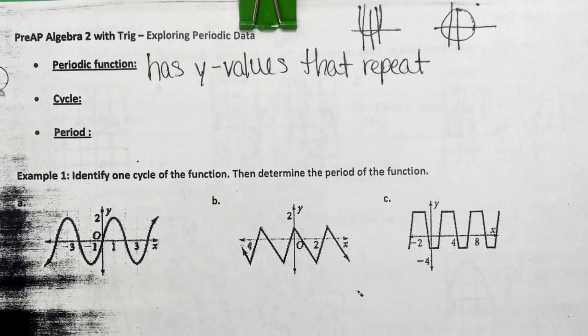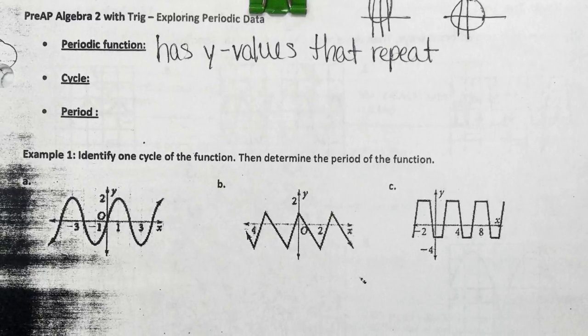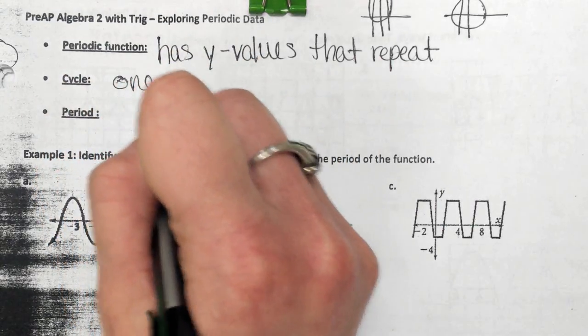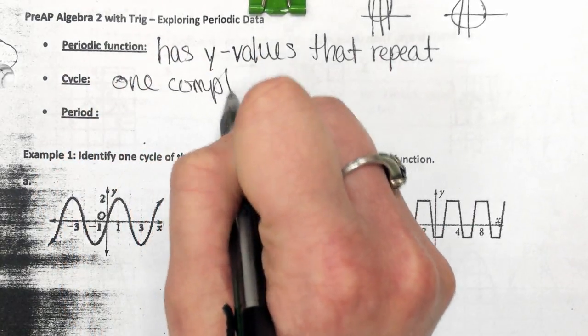All right, so let's look at the next one. Next one we need to learn is a cycle. So just like a bicycle has the word cycle in there, they go round and round, constantly doing the same thing. They're always going to go around in the same motion. They're always going to have a pattern. So a cycle is one complete pattern.